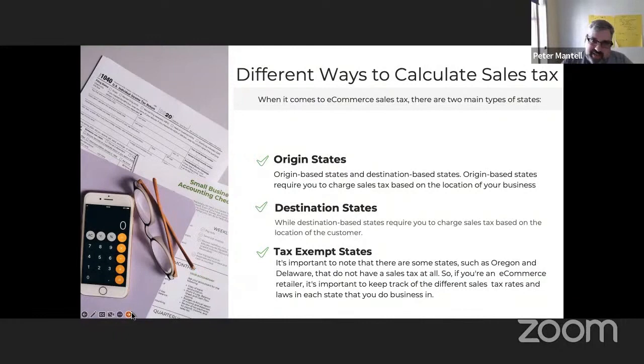Finally, you look at tax-exempt states. Some of the ones you're going to see are Oregon or Delaware. In some of these environments, they don't bother with a sales tax. To them, they have other forms of revenue that they're able to make.